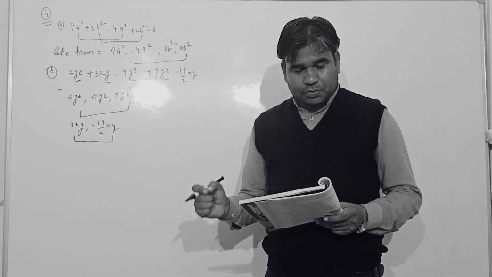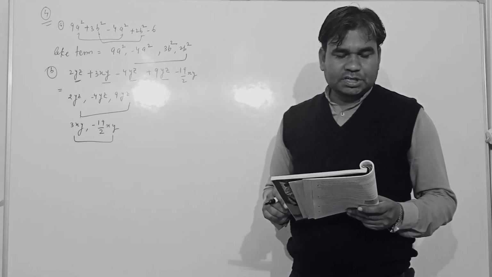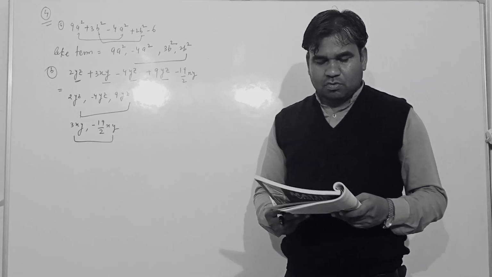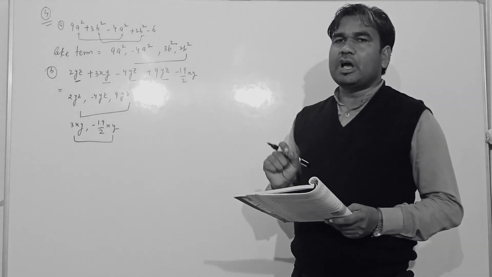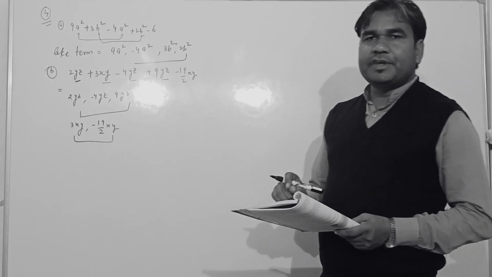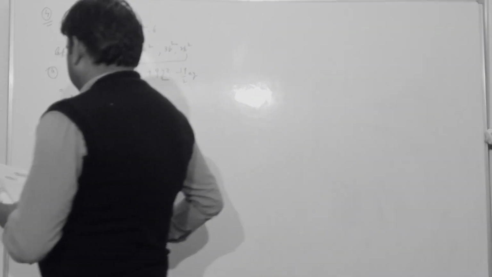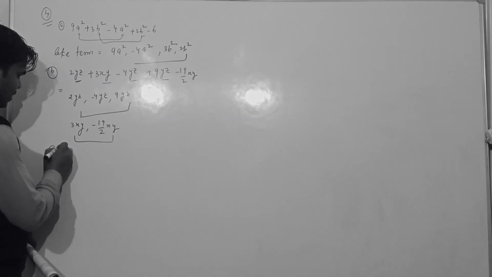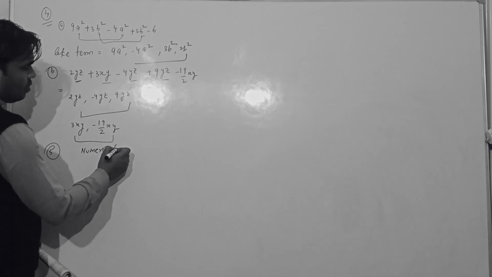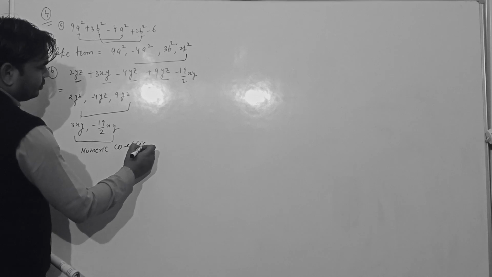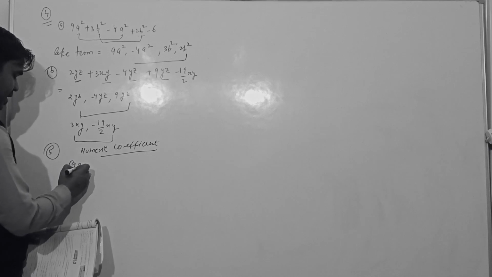In the same way you can solve parts C, D, E and F. In question 5, write the numerical coefficient of each of the following. So students, I have told you about the numerical coefficient and variable coefficients. So you can see here, this is question number 5, the numeric coefficient. That is question number 5, part A.